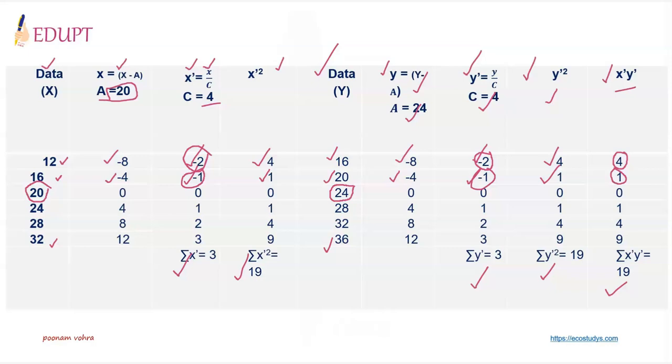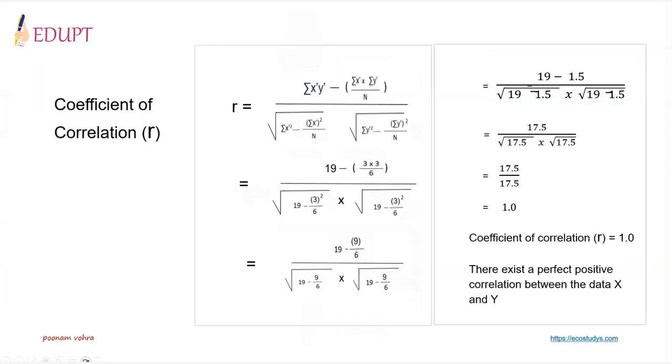Now we need to apply the formula to complete the computation. Once the table is complete, the formula to be applied is summation of x dash y dash minus summation of x dash into summation of y dash divided by n. The whole thing to be divided by under root of sigma x dash square minus sigma x dash whole square by n, multiplied by under root of sigma y dash square minus sigma y dash whole square by n.